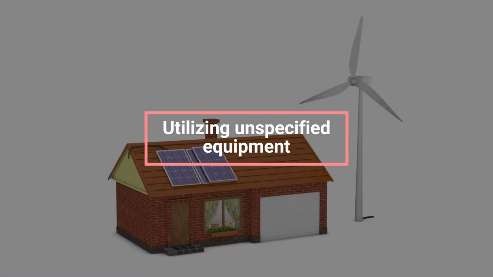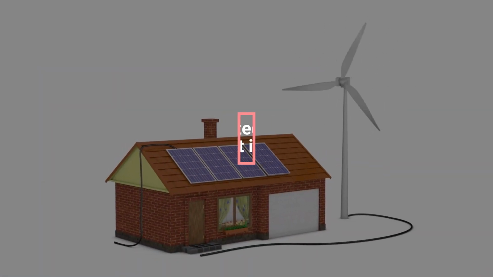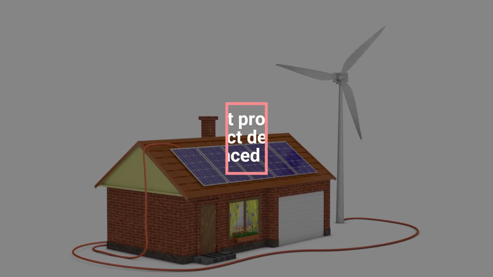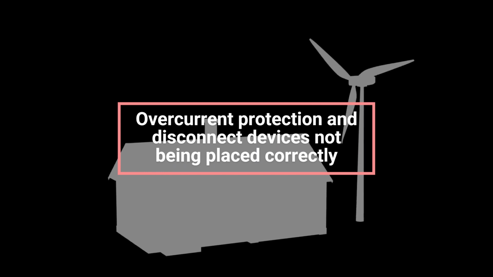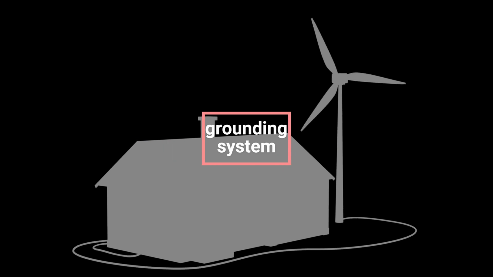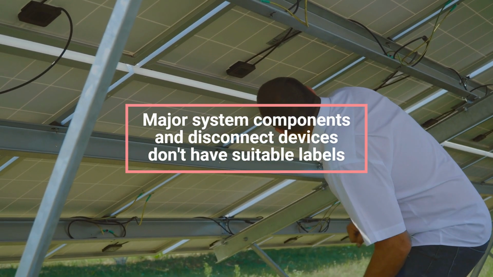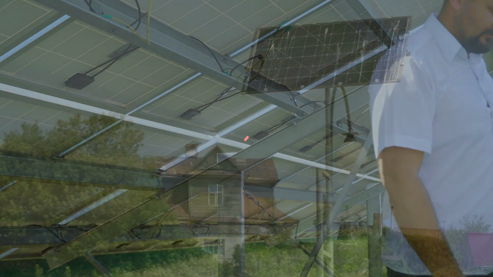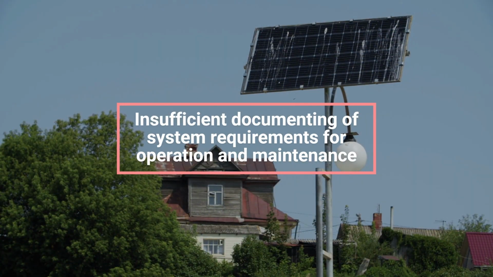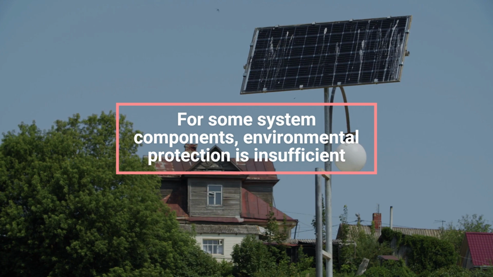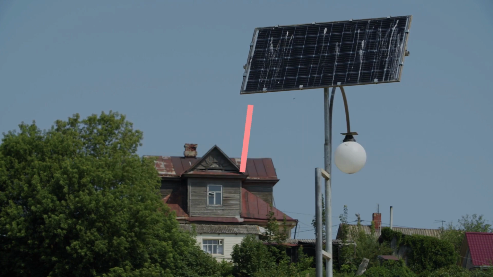Utilizing unspecified equipment. Applying listed or unlisted equipment incorrectly. Overcurrent protection and disconnect devices not being placed correctly. A bad grounding of the system. Major system components and disconnect devices don't have suitable labels. Insufficient documenting of system requirements for operation and maintenance. For some system components, environmental protection is insufficient.